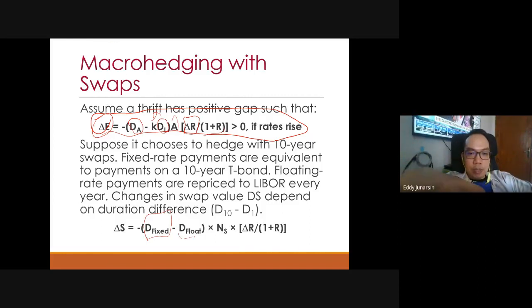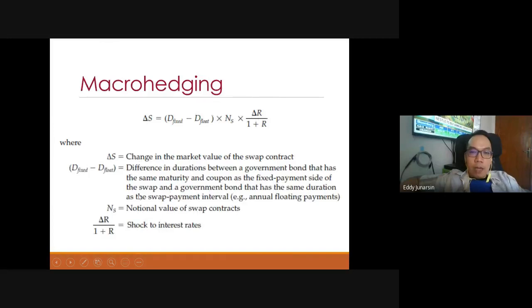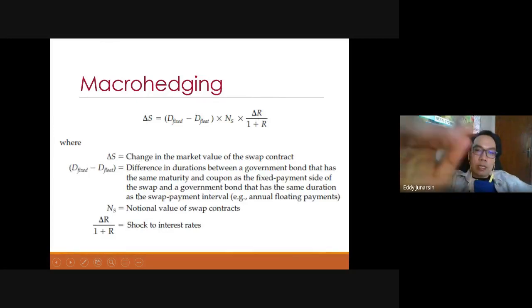And how to estimate the change in the swaps value is here: minus the duration of the fixed security minus the duration of the floating rate securities multiplied by the notional value of the swaps times the expected change in interest rate divided by 1 plus the original interest rate. Okay, so what is the change in the swaps value?